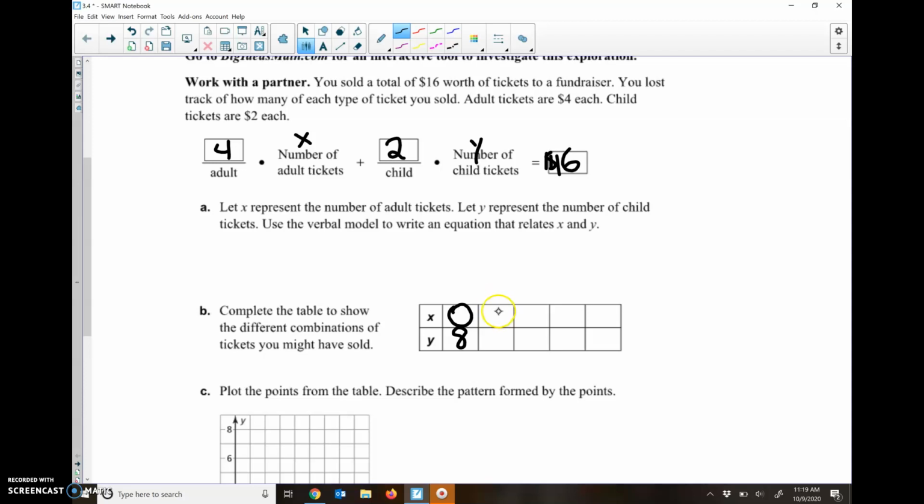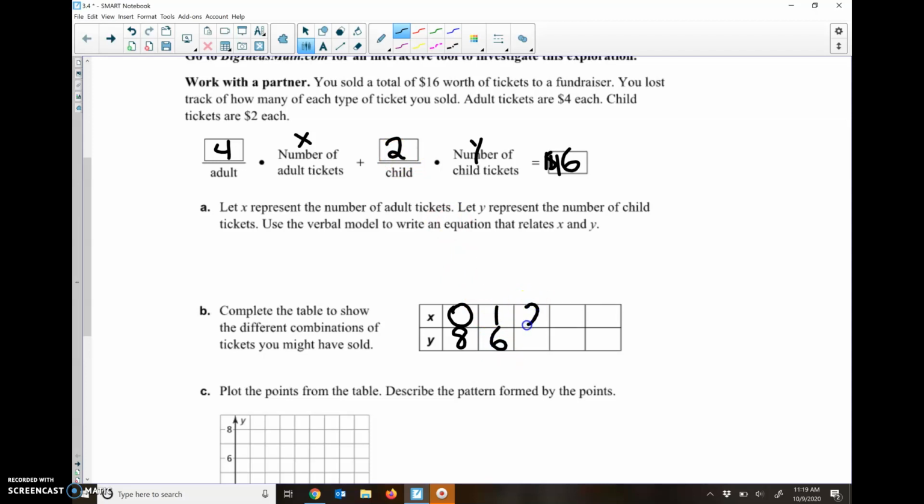Let's pretend I sold 1 adult ticket. So now 1 adult ticket is $4, and I still need to get to 16. That means I'm missing $12. If I'm missing $12, I would need to sell 6 child tickets, because 6 times 2 is 12.